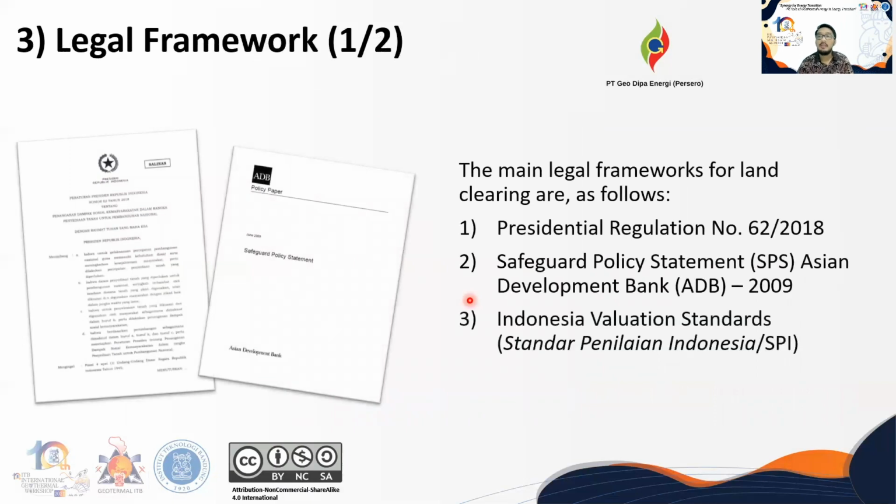Chapter number 3, the legal framework. The main legal framework for land clearing, as listed in this slide, first is the Presidential Regulation 62/2018 concerning social impact management in providing land for national development. Second is the Safeguard Policy Statement, SPS ADB 2009. Third is the Indonesia Valuation Standards, Standar Penilaian Indonesia, or SPI.